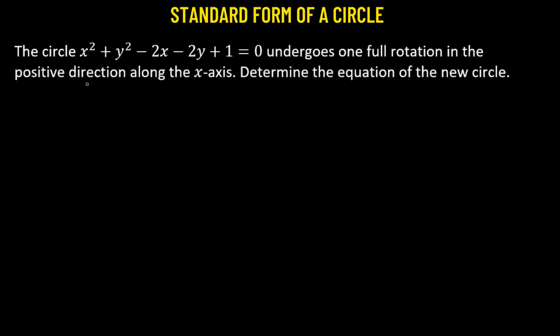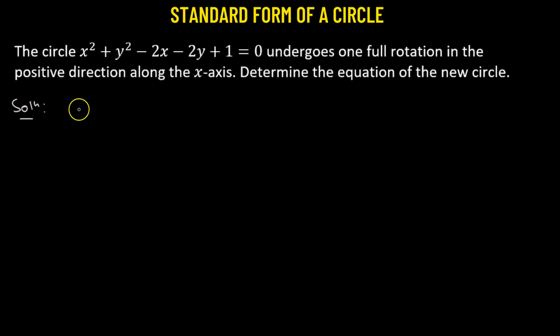So here in this problem, we have a circle which is given by this particular equation. It undergoes one full rotation in the positive direction along the x-axis. Now we need to determine the equation of the new circle. So let's try to understand the problem.